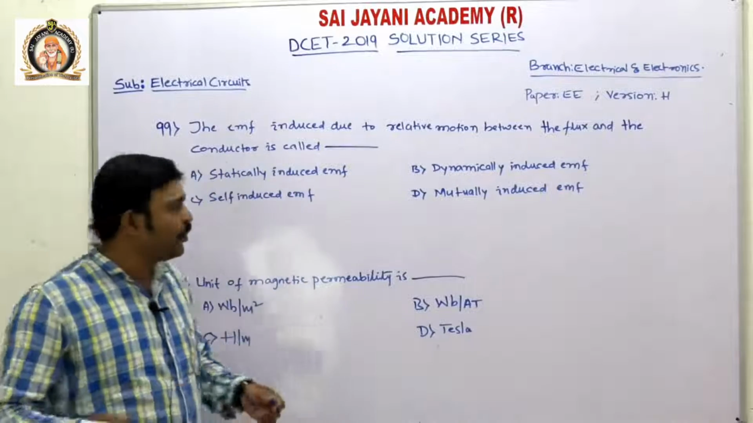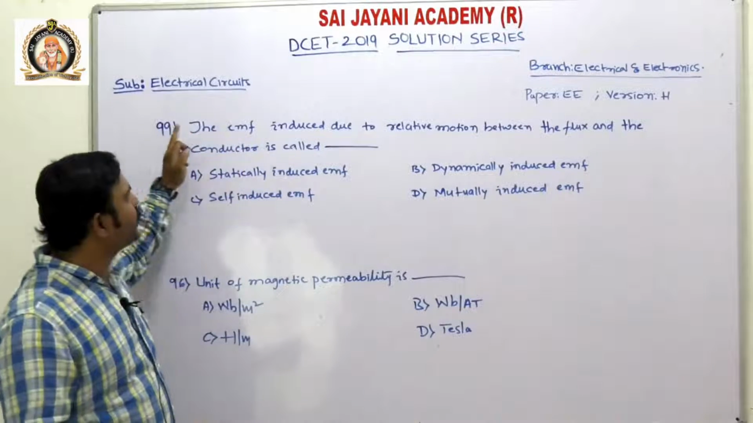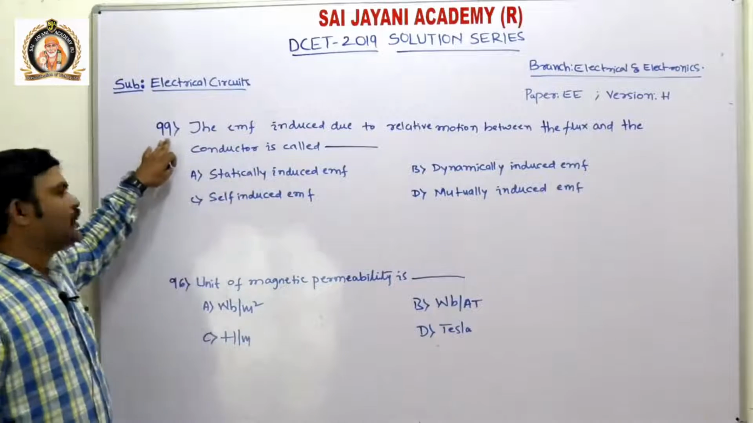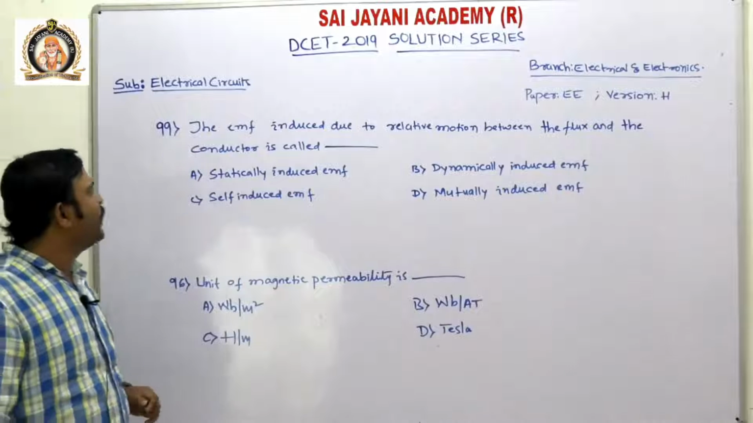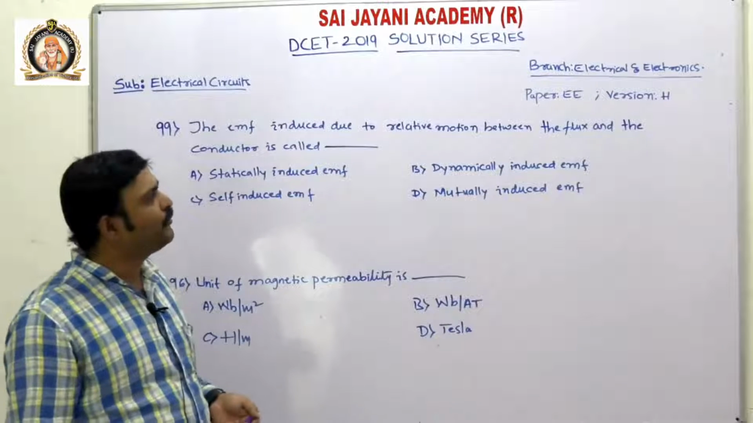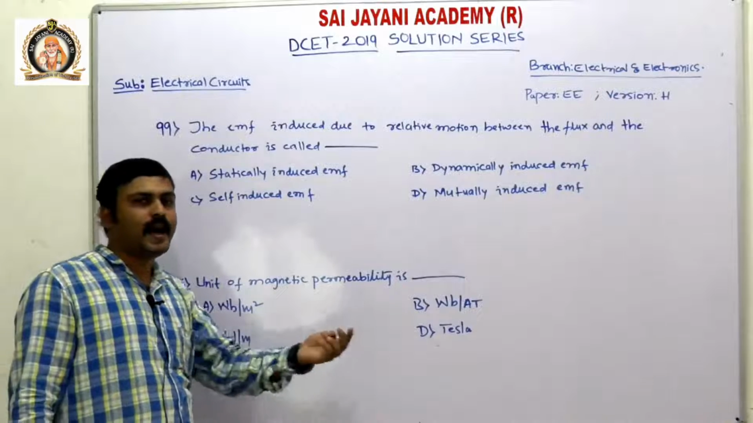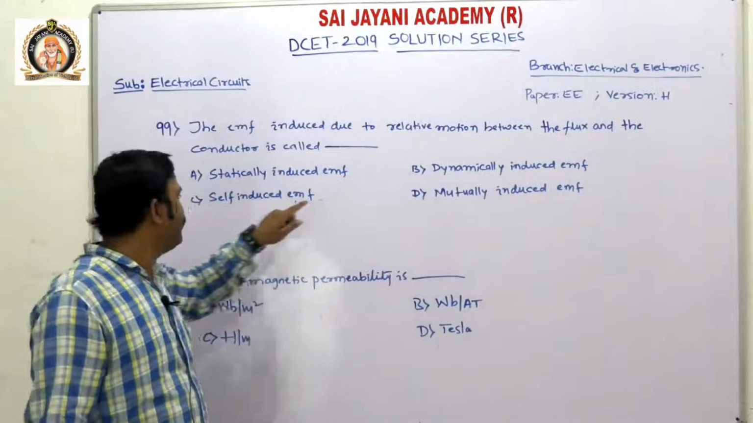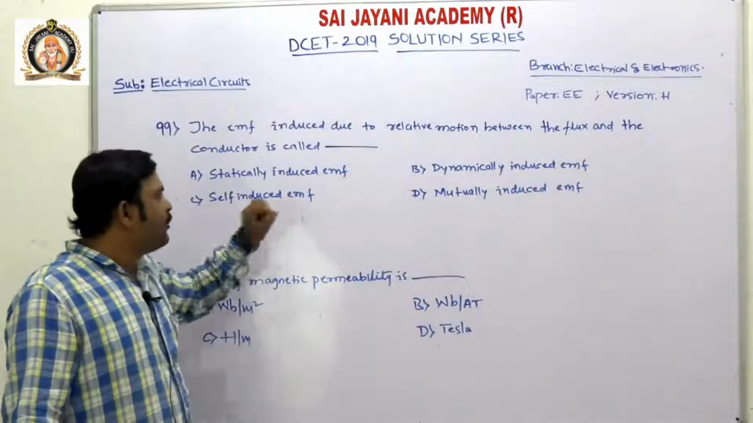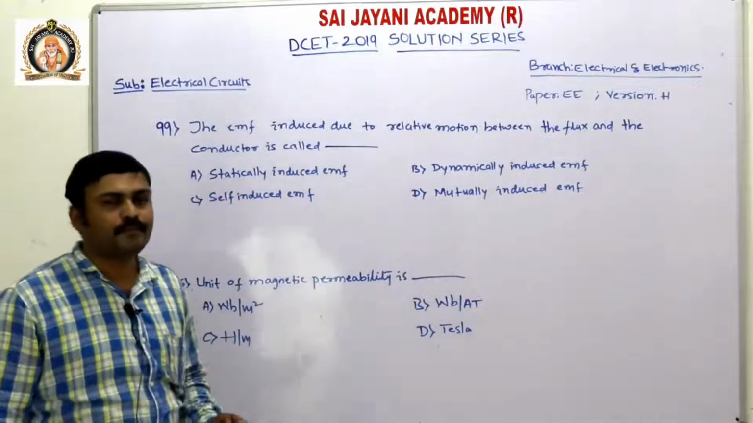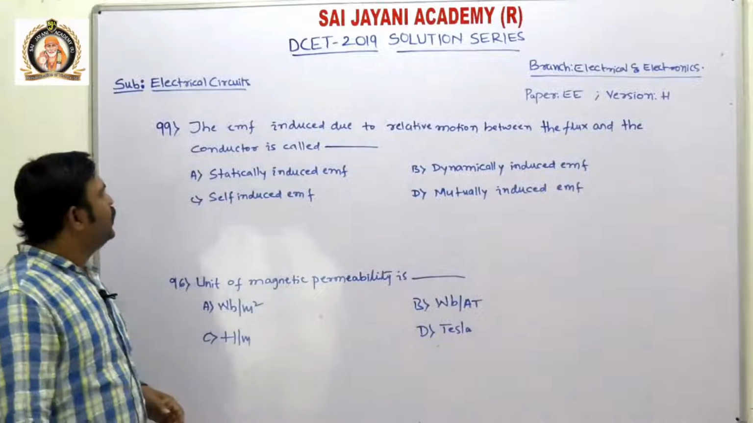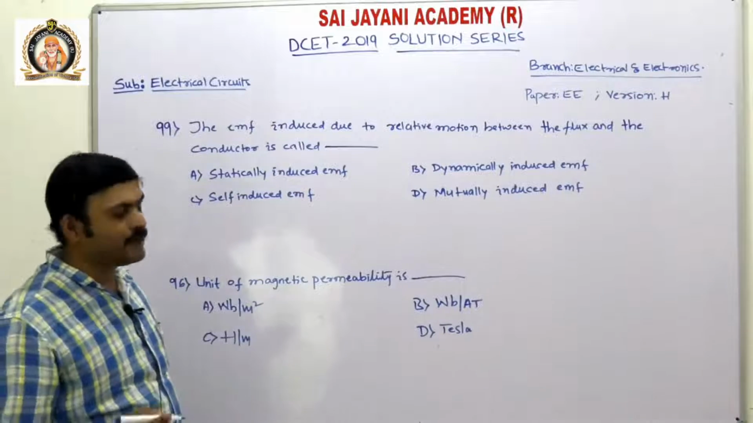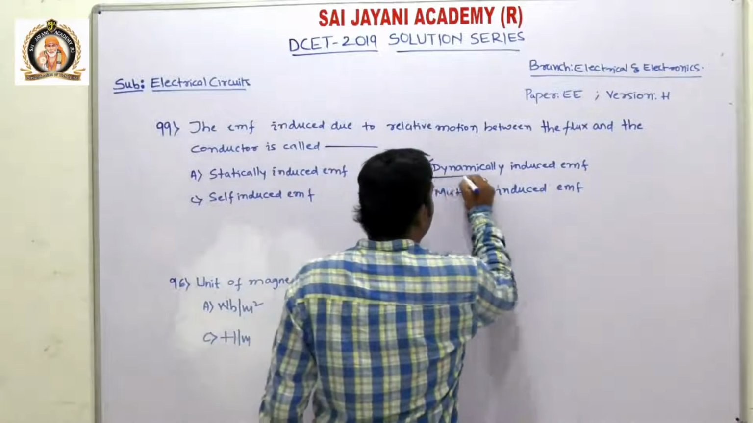Now let us solve the questions on electrical circuit. Subject is electrical circuit for the same paper, DCET 2019 for electrical branch. Question number 99 says that the EMF induced due to relative motion between the flux and the conductor is called as dash. The options: first one statically induced EMF, second dynamically induced EMF, C self-induced EMF, D mutually induced EMF. The EMF induced due to the relative motion between the flux and the conductor is called dynamically induced EMF.